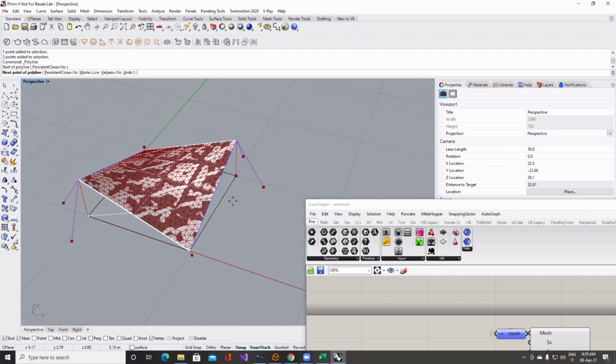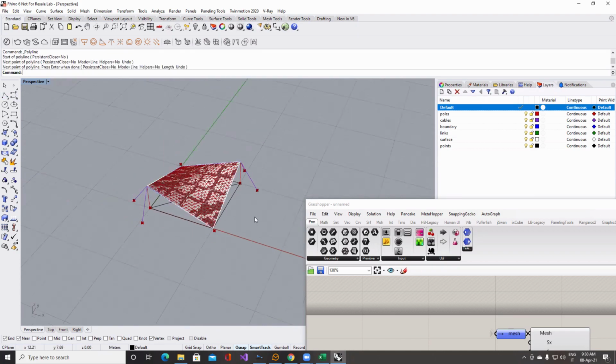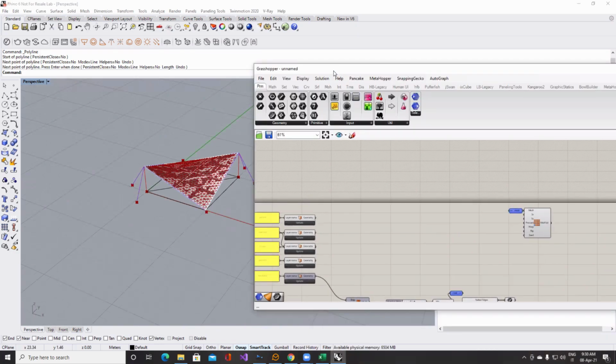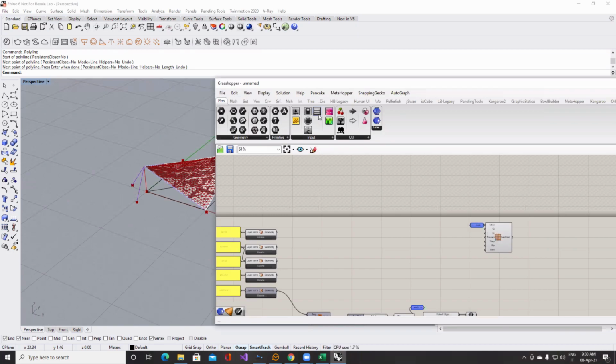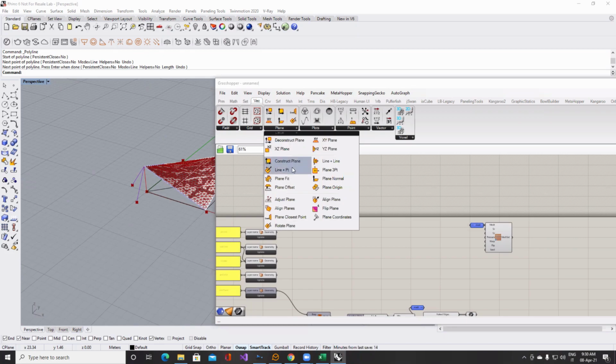So I will draw a line just to have. I will go into the library. We have to be careful now because we are referencing the layers. Anything you draw on those layers will be read back by these reference objects. So you have to be careful. And what I need is a plane. So I go into vector, plane, construct plane.